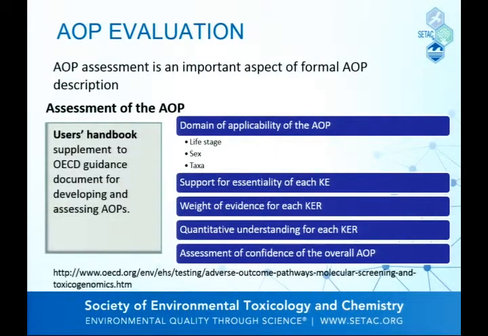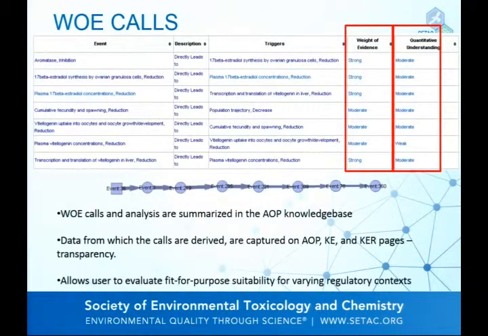So for an AOP evaluation, when you look on the AOP page within the wiki, this is one of the last sections that you come to, but it's an important section, particularly for regulatory use. In the assessment of the overall AOP, we want to define its applicability domain, talk about the support for the essentiality of the key events, the weight of evidence for the key event relationships, our level of quantitative understanding, and then the overall assessment of the confidence in the AOP.